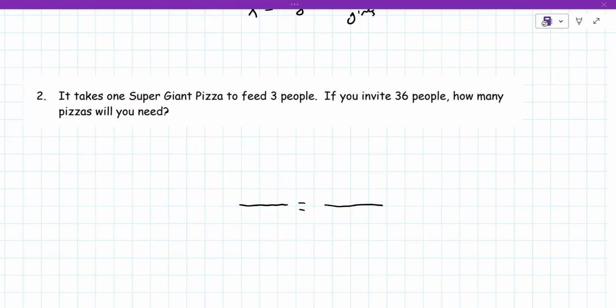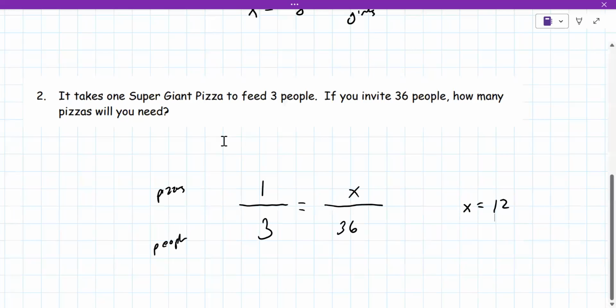So would it be 1 pizza to 3 people? Okay, so you're doing pizzas. It's always good to label these on the sides or have some idea. Then people is 36. Pizzas are X. Cross multiply. 3x equals 36. Divide by 3. 36 divided by 3 is 12. So x equals 12. You need 12 pizzas.